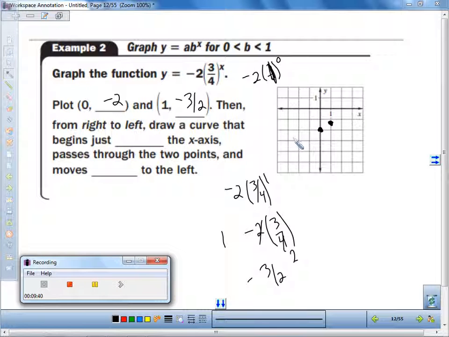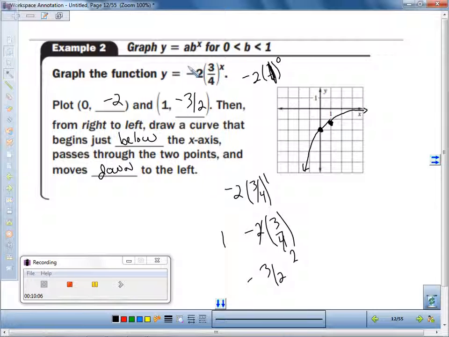Alright, we've plotted these, and now what we're going to do is from right to left draw a curve that begins just below the x-axis. Okay, so our x-axis is our asymptote, and what's going to happen is we're not going to cross it. And then we'll have a graph that comes out something like this and moves down. Basically what's happened, remember from transformations, is the negative has reflected our graph. And we'll look at another example in the next video.